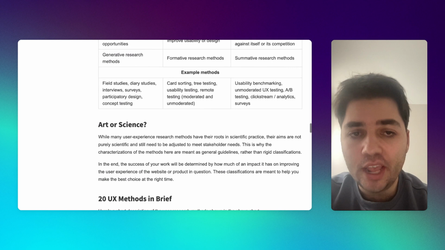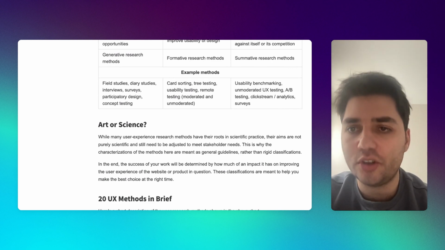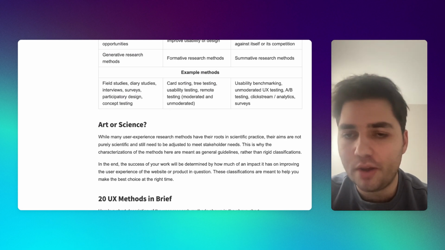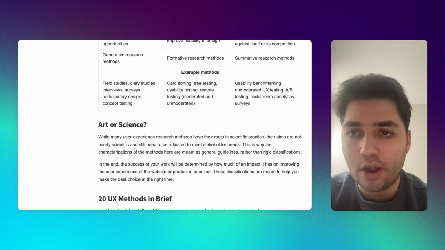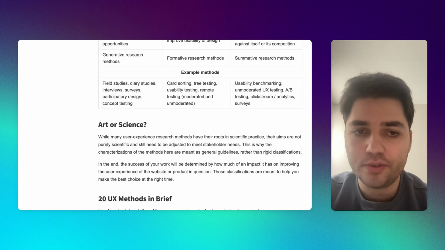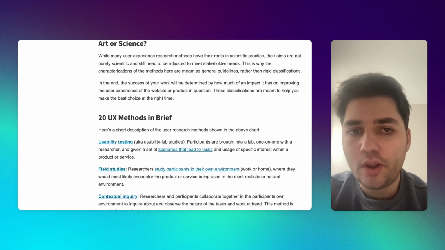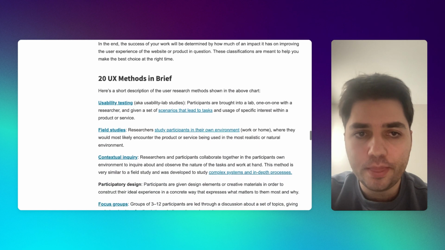And although UX research is not an exact science, our aim is to improve the UX experience or the user experience. And so the classifications above are just meant to help you make the best choice. And I'm not saying there's a right or wrong answer, but there are better choices than others. And so I'm going to quickly describe each of the UX research methods we went over today.